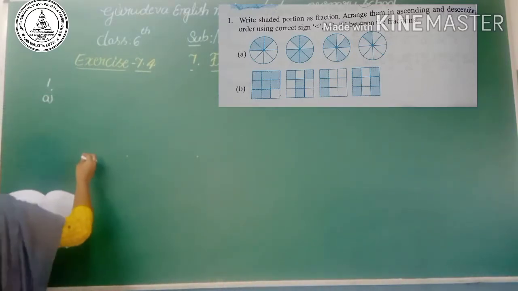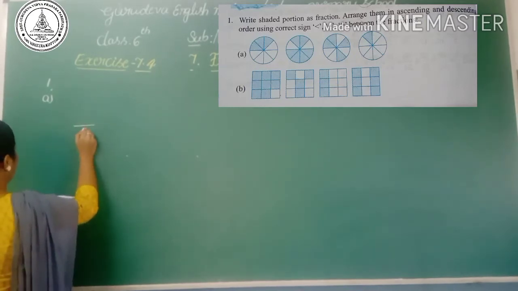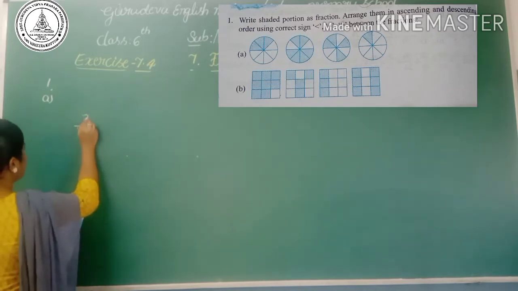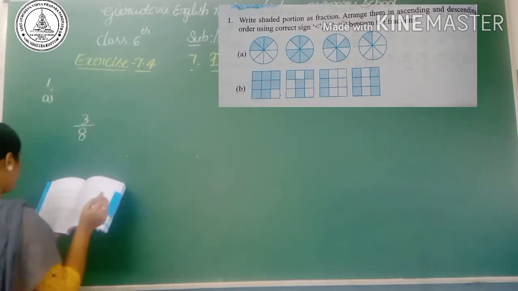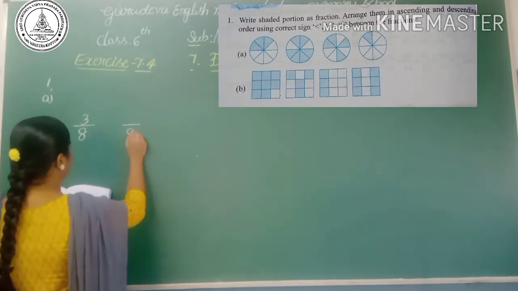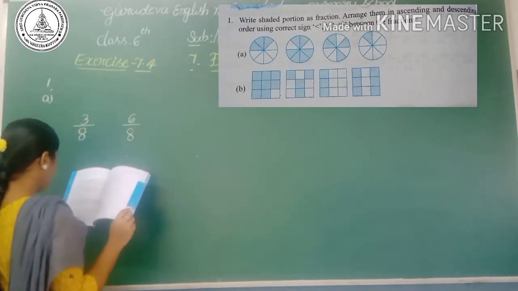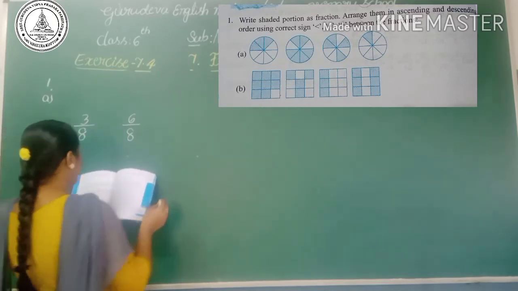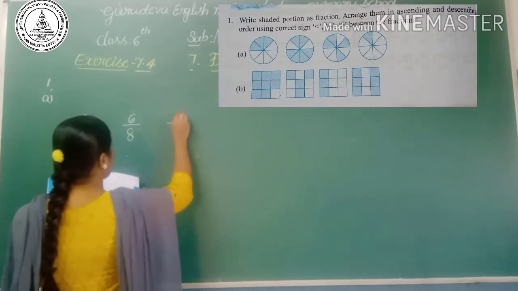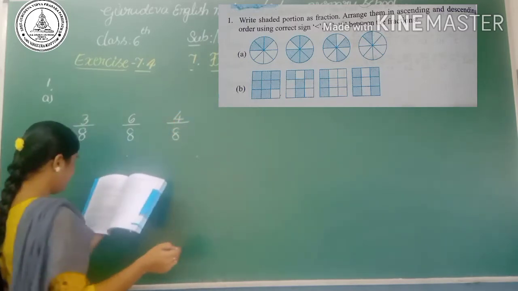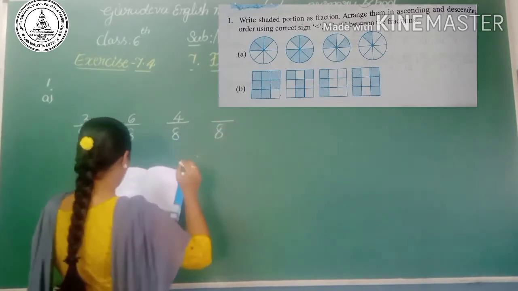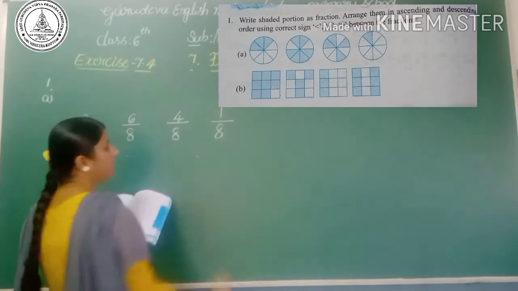Okay, the first fraction: the total number of parts in the circle is 8, and 3 parts are shaded. In the second picture, out of 8 parts, 6 parts are shaded. In the third picture, the total number of parts is 8, and 4 parts are shaded. In the fourth picture, the number of parts is 8 and the shaded part is 1.